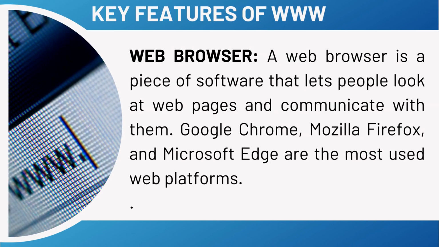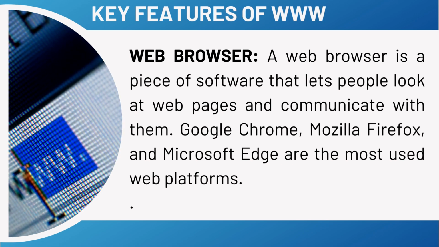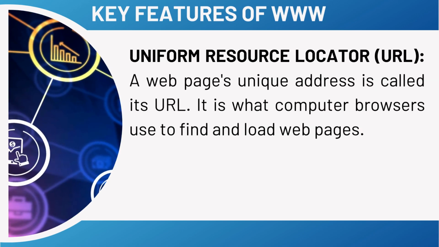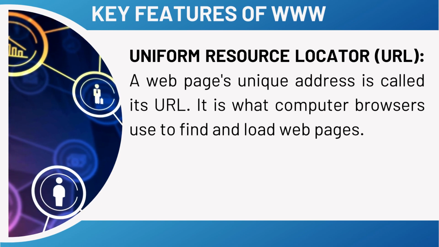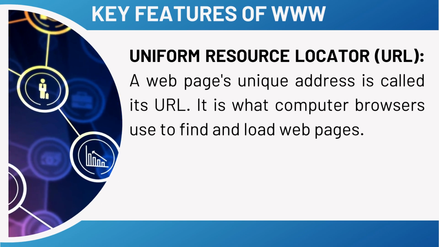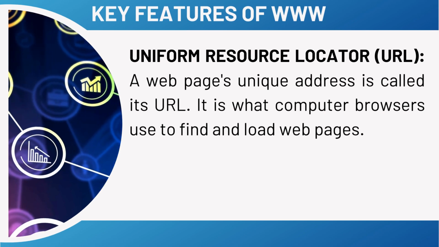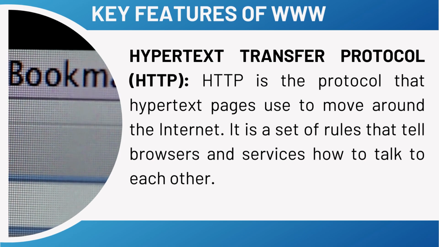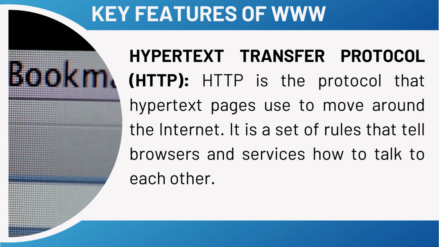Web browser. A web browser is a piece of software that lets people look at web pages and communicate with them. Google Chrome, Mozilla Firefox, and Microsoft Edge are the most used web platforms. Uniform Resource Locator, URL. A web page's unique address is called its URL. It is what computer browsers use to find and load web pages. Hypertext Transfer Protocol, HTTP. HTTP is the protocol that hypertext pages use to move around the Internet. It is a set of rules that tell browsers and services how to talk to each other.